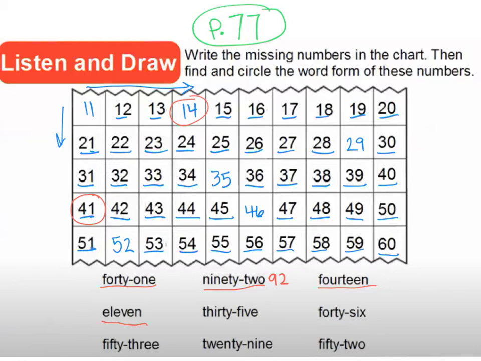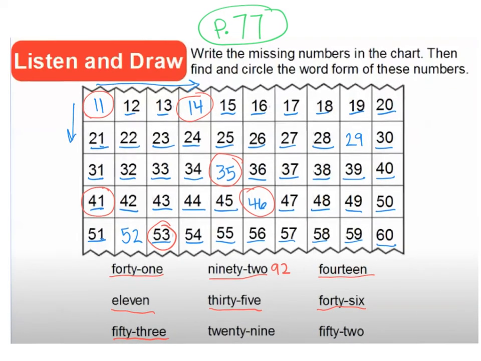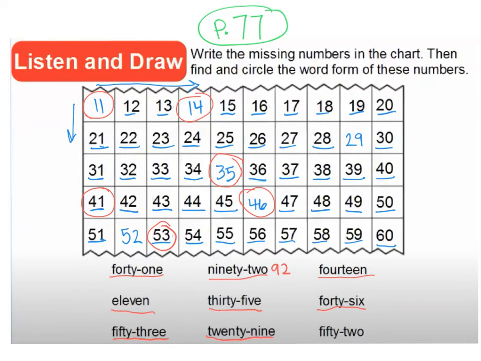11. Find and circle. 35. Find and circle. 46. Find and circle. 53. 29. It's right there, next to 28. And last, 52, right next to the 53 that we circled.